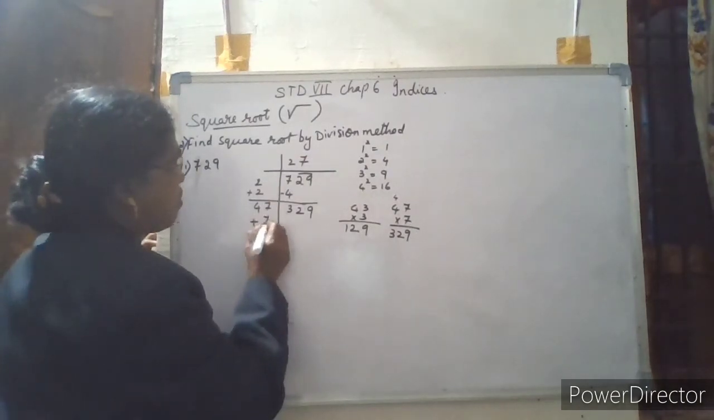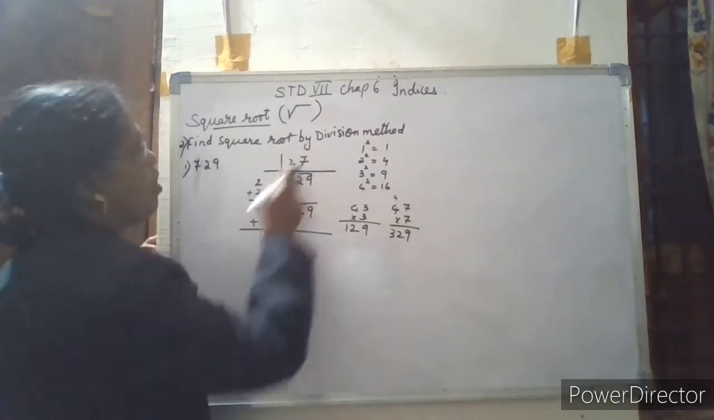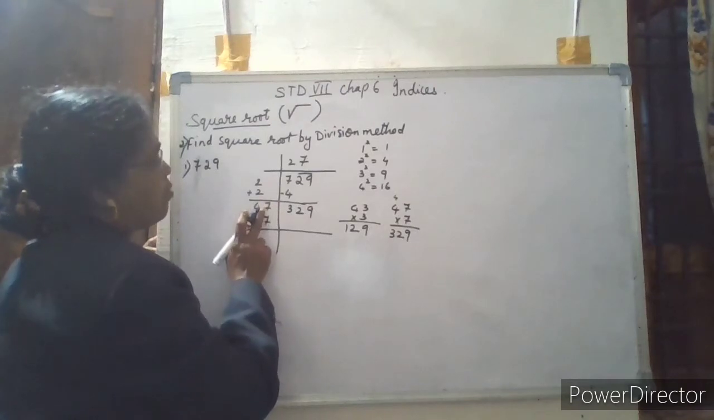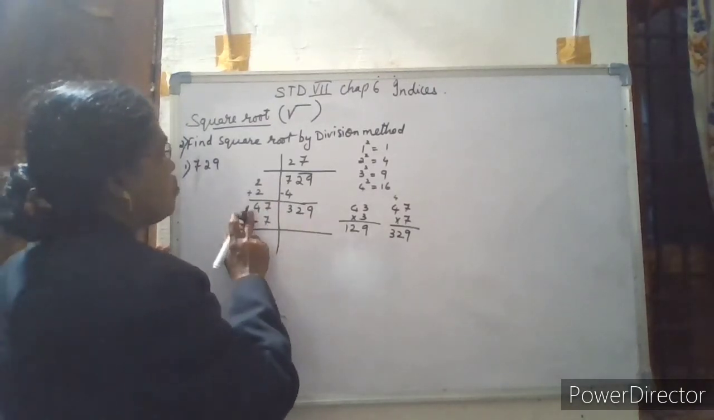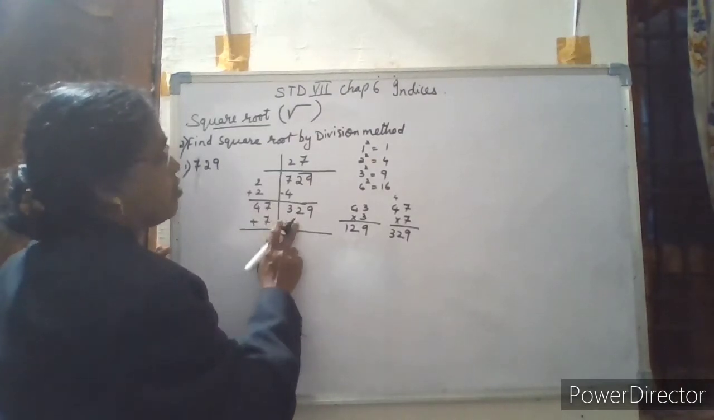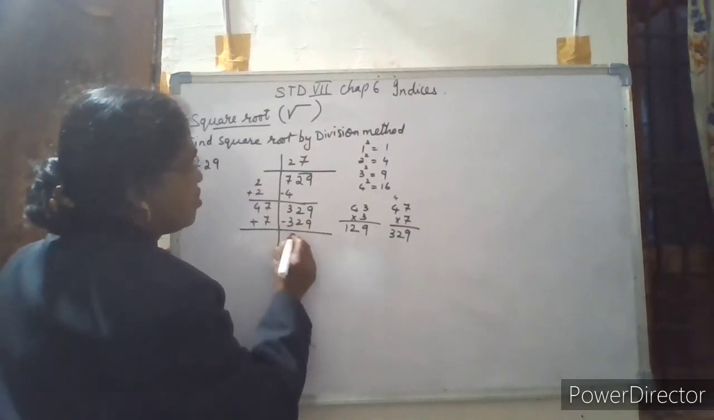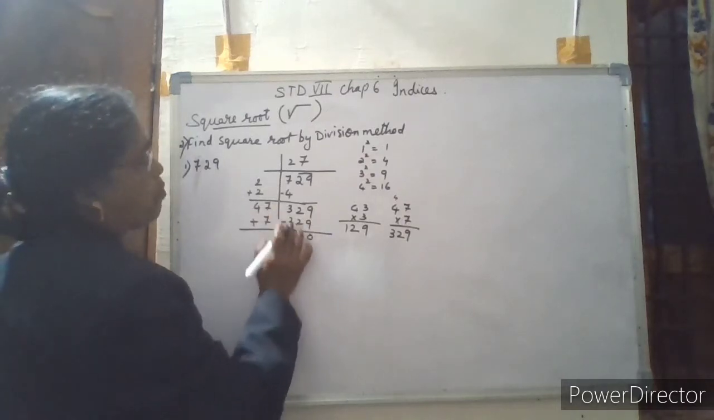What we have taken is the quotient. The number which we write to the quotient, the same number must be written here, and it must be added. So I got 47 multiplied by 7 is equal to what? 329. Subtract it, I get 0. So when after subtraction I got remainder as 0, that means the division is over.